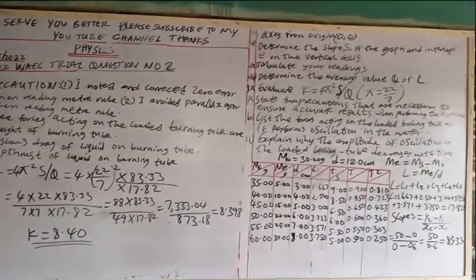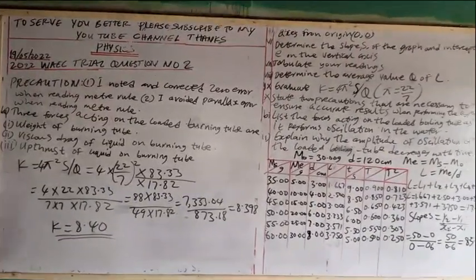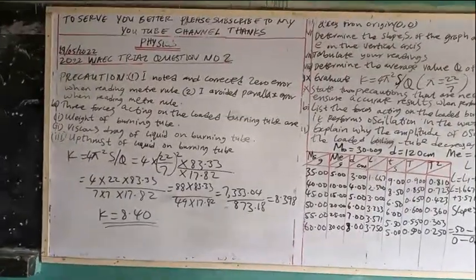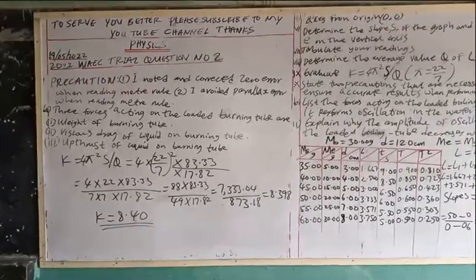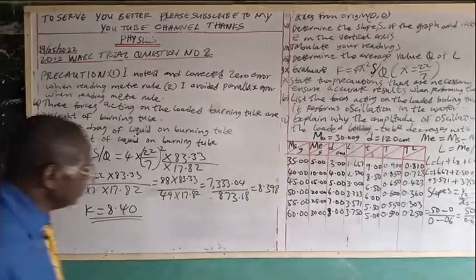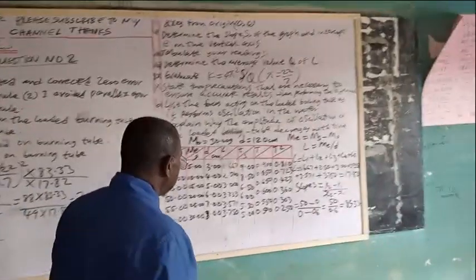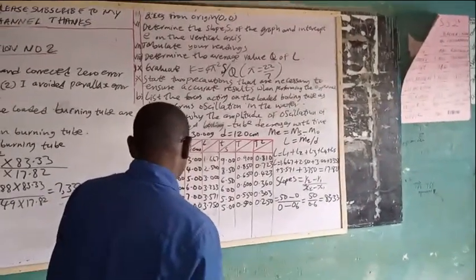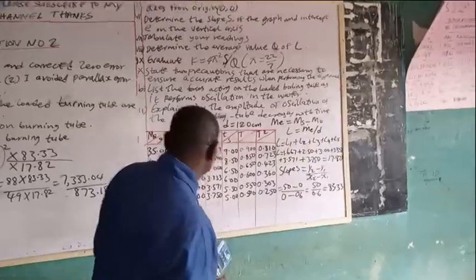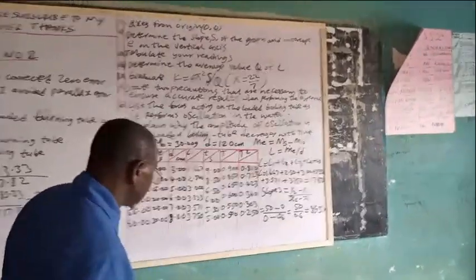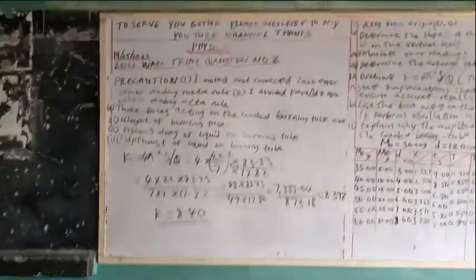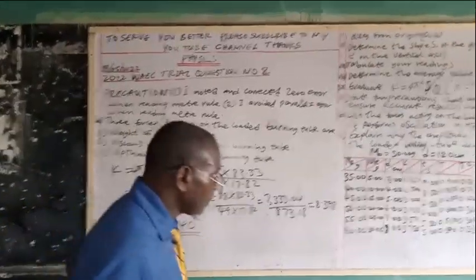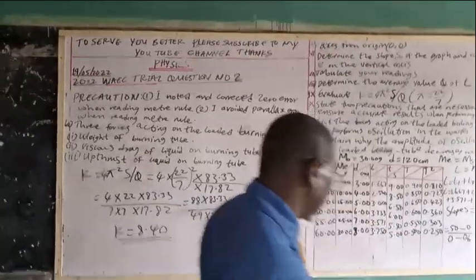Now, 3 forces acting on the loaded boiling tube are weight of boiling tube, viscous drag of liquid on boiling tube, and upthrust of liquid on boiling tube. Explain why the amplitude of oscillation of the loaded boiling tube decreases with time. The viscous drag of the liquid reduce or decrease the amplitude of oscillation.